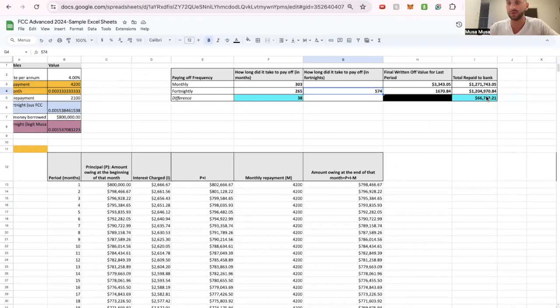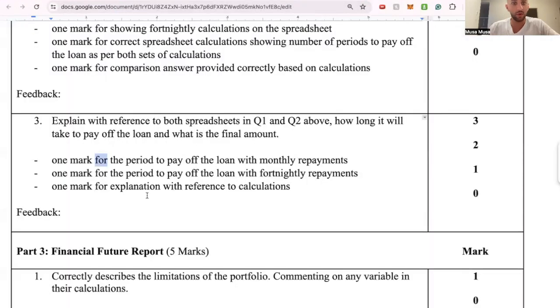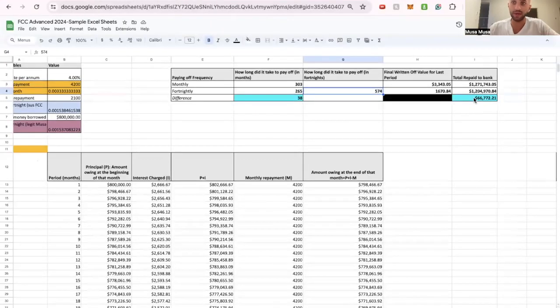And then you would say 1 mark for explanation with reference to calculations. Yeah, just explain what I've been ranting about. And just say, paying fortnightly is better because you reduce from the balance of the loan. In fact, if you pay fortnightly, you save yourself this much in interest.